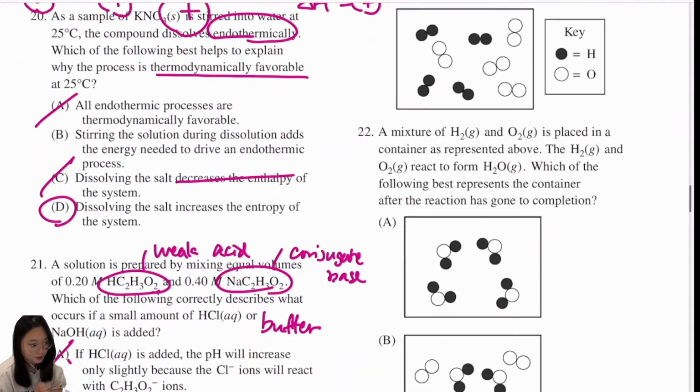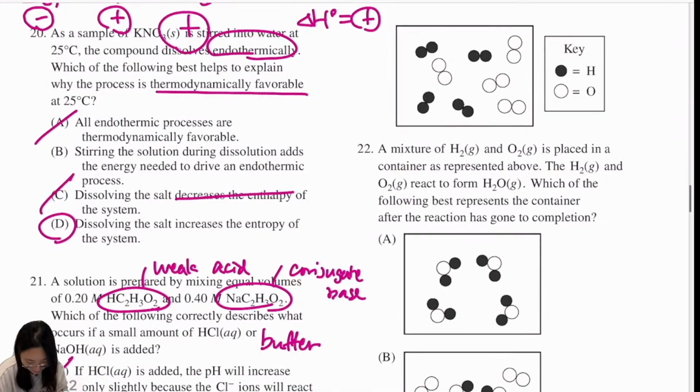Okay, the next is question number 22. A mixture of hydrogen gas and oxygen gas is placed in a container as represented above. The hydrogen gas and oxygen react to form water, H2O. Which of the following best represents the container after the reaction has gone to completion?